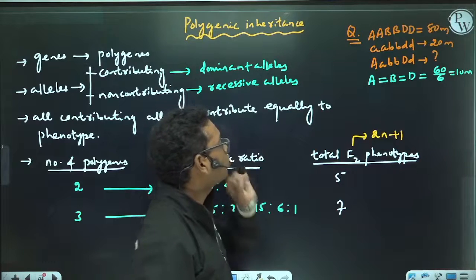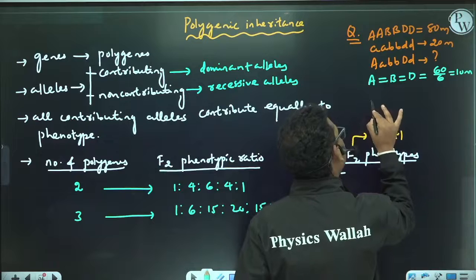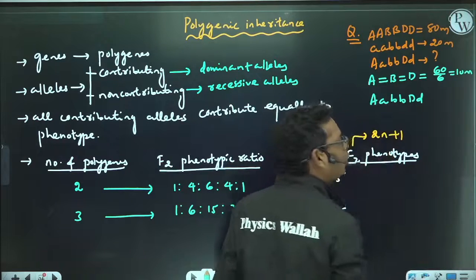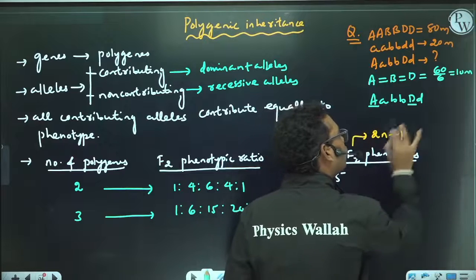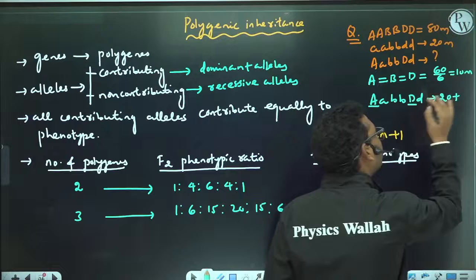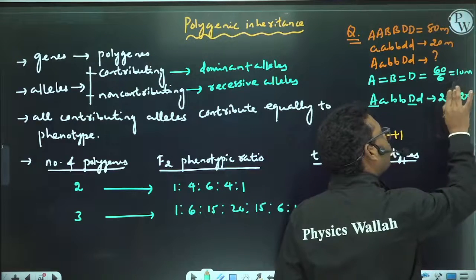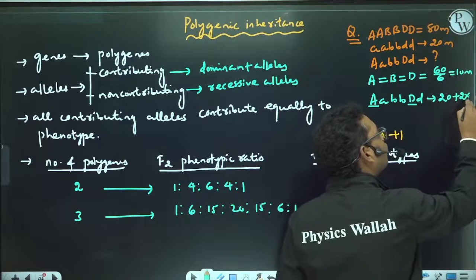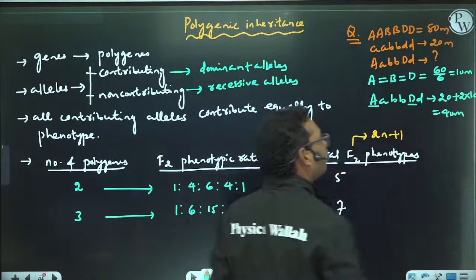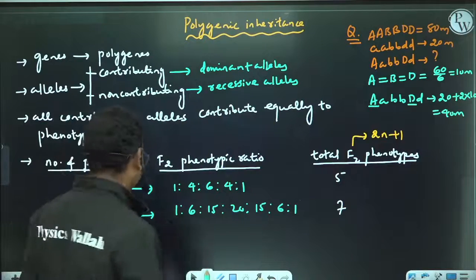Now what is the genotype given here? Capital A, small b, small b, capital D, small d. So how many contributing alleles are there? 1 and 2. So the minimum height will be 20 plus how many contributing alleles are there? 2 contributing alleles are there. So I will write 2 into 10, since each contributing allele contributes 10 meters. So it will be 20 plus 20, that means 40 meters. Clear?